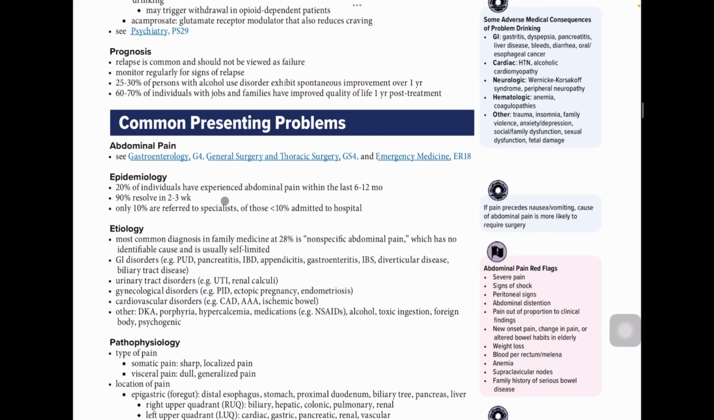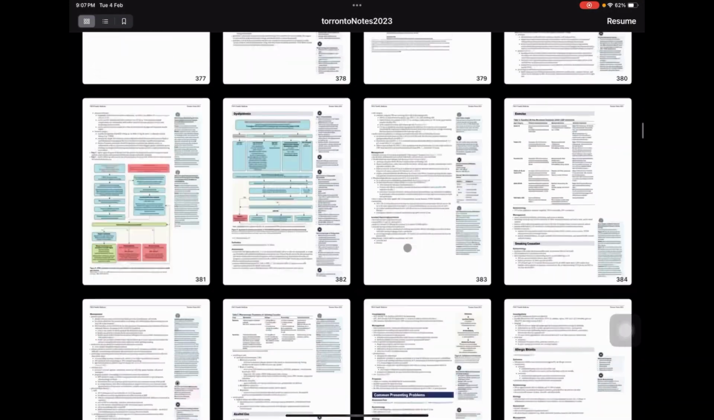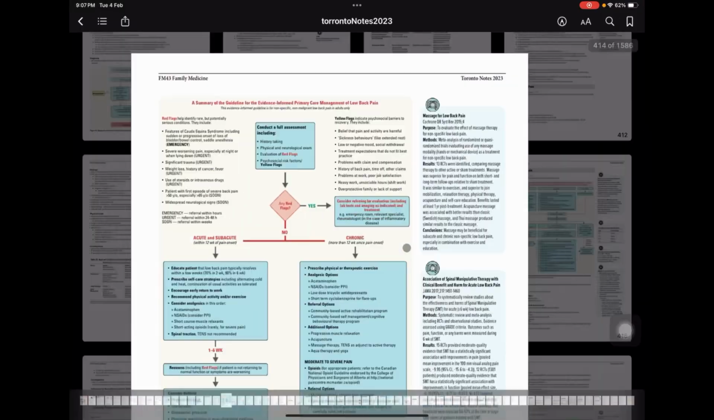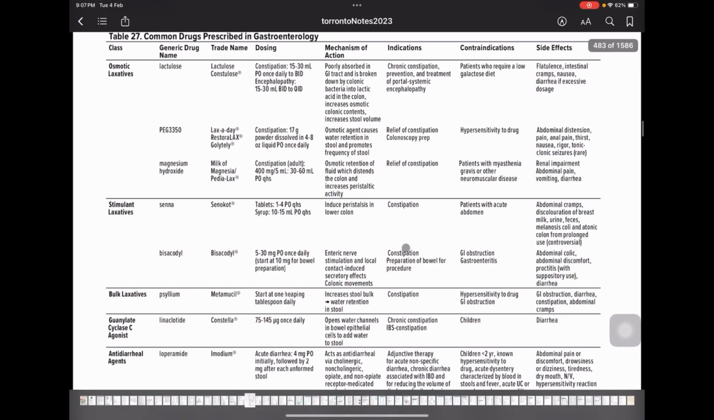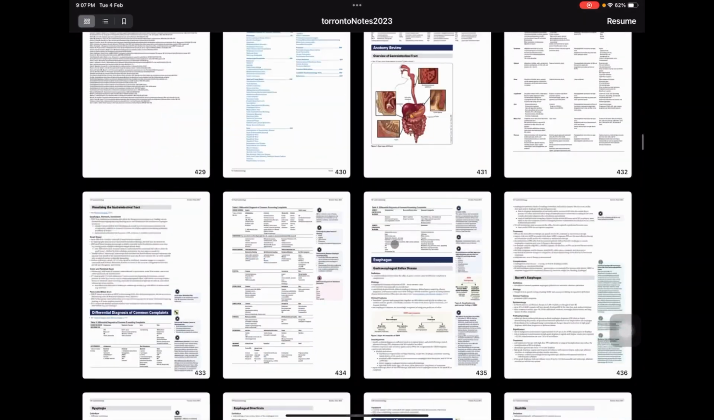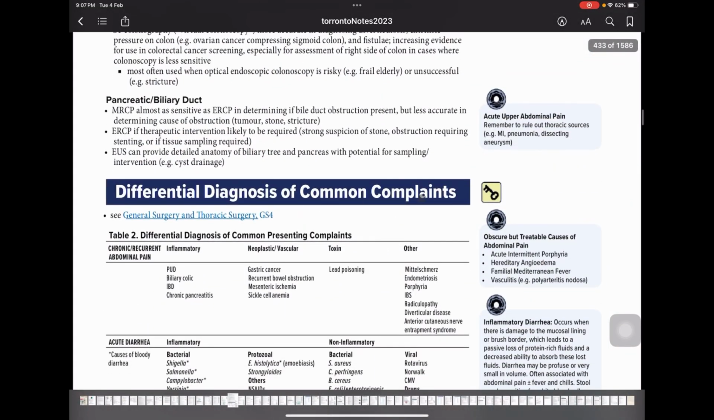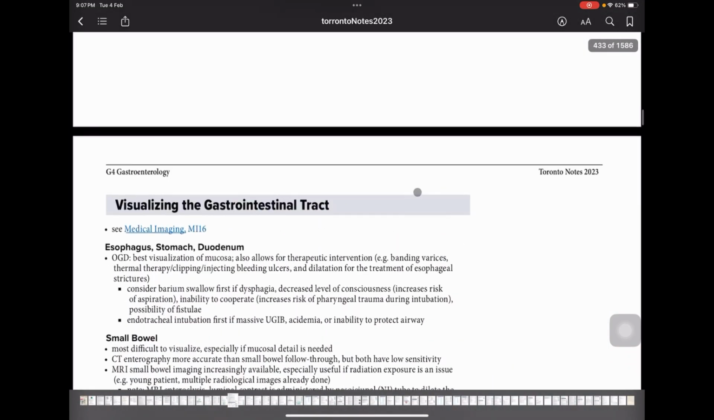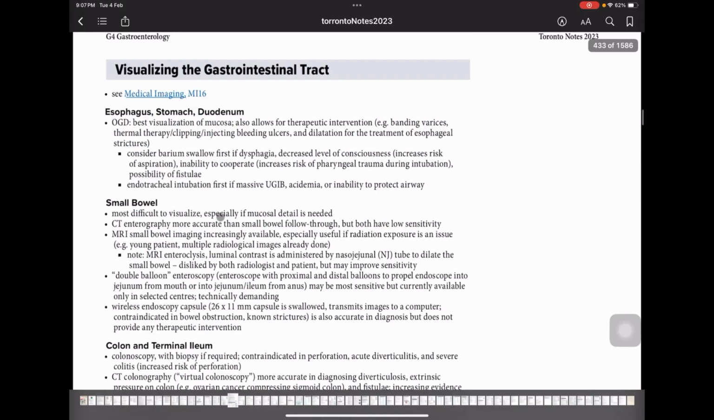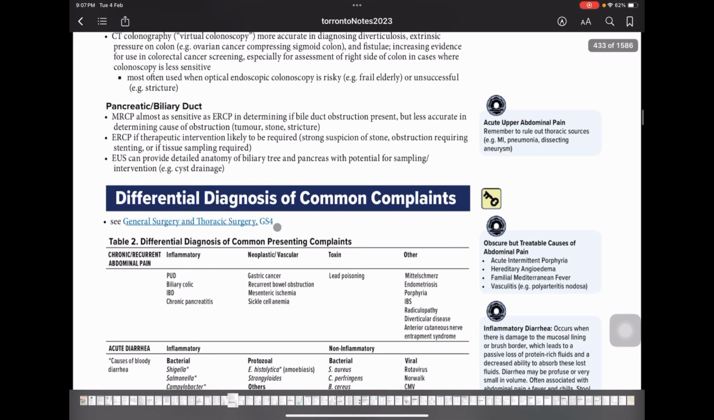Now we'll move on to G4 and see what they want you to do in G4. Okay, so let's move on to G4 and see what exactly is covered in abdominal pain. We'll take it from there. Okay, so here is the list: differential diagnosis of common complaints. So you see this is G4. In G4, this is the list of visualizing tests for the GI tract.